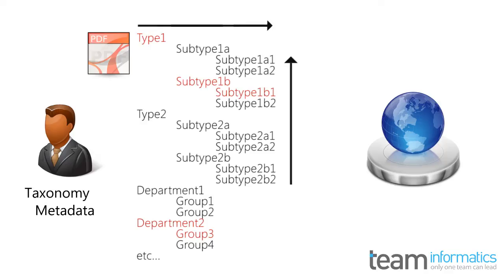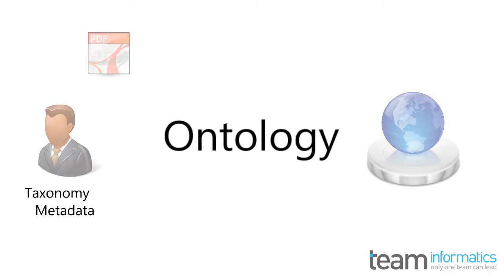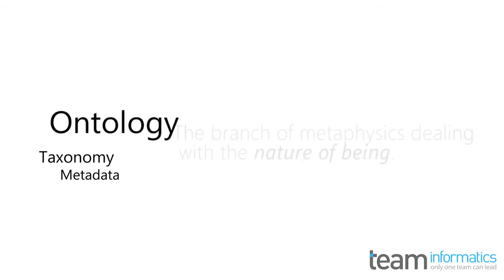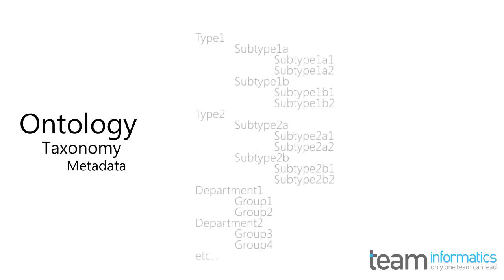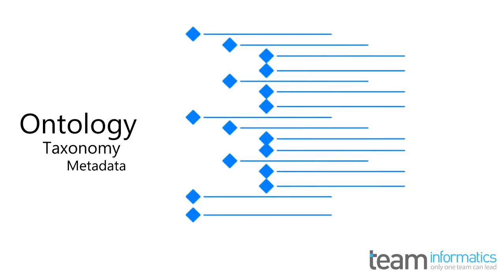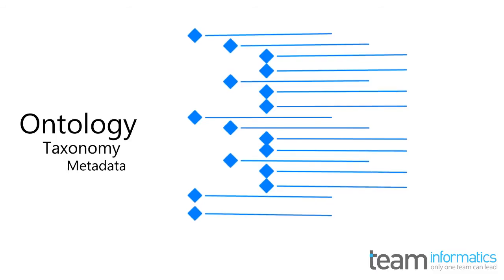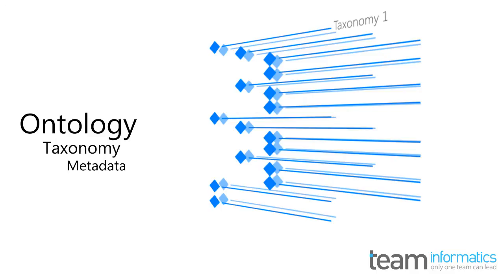The modern advancement of the metadata model brings us to a new concept, the ontology. Ontology is the branch of metaphysics dealing with the nature of being. And it's those last three words that are important to us when it comes to content management. Rather than a taxonomy, merely describing a single branch of hierarchical values, an ontology represents a multidimensional approach to describing the nature of being of your content.